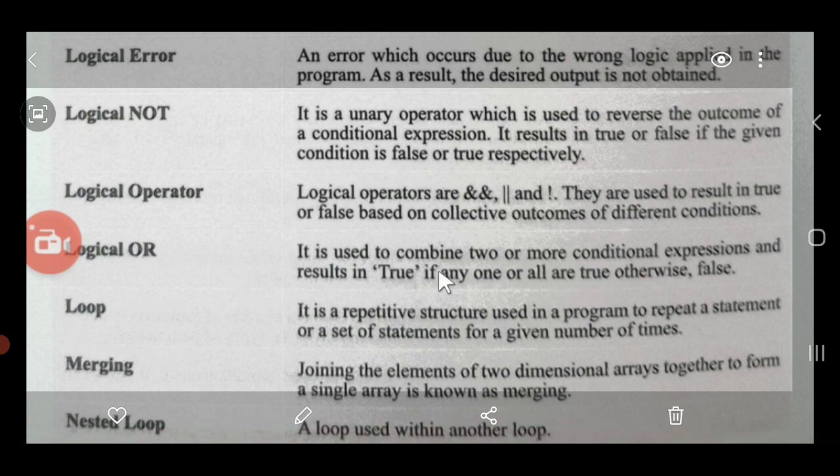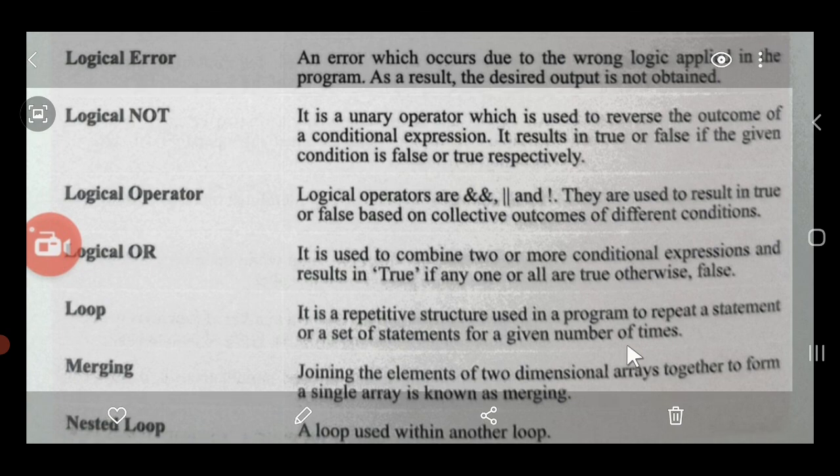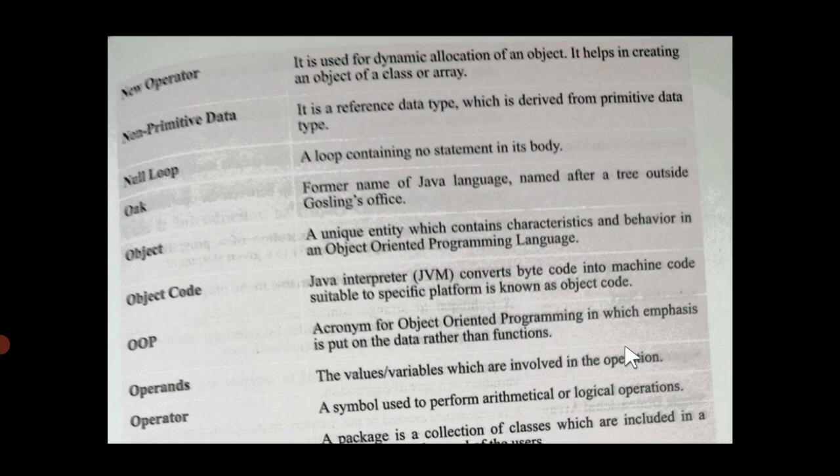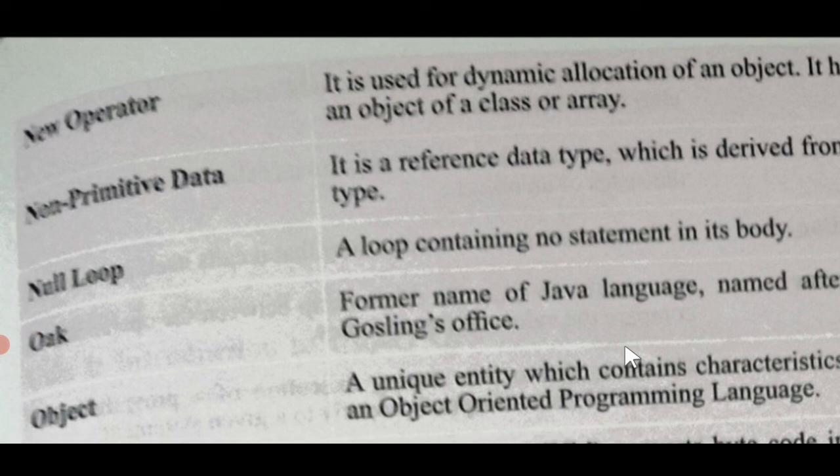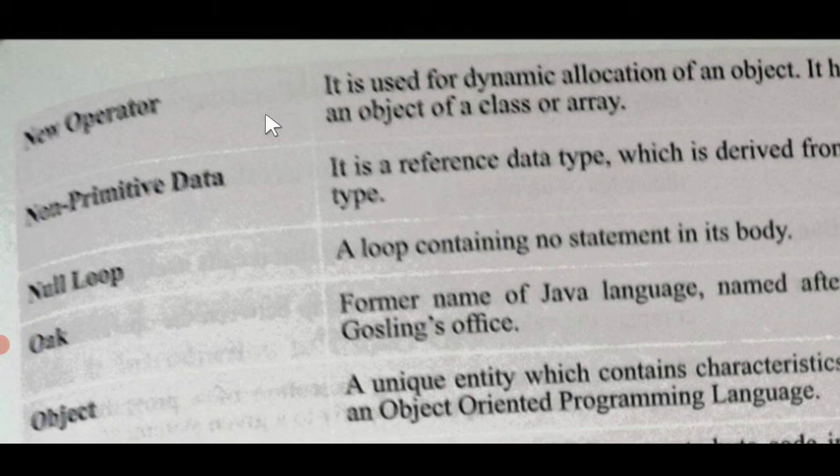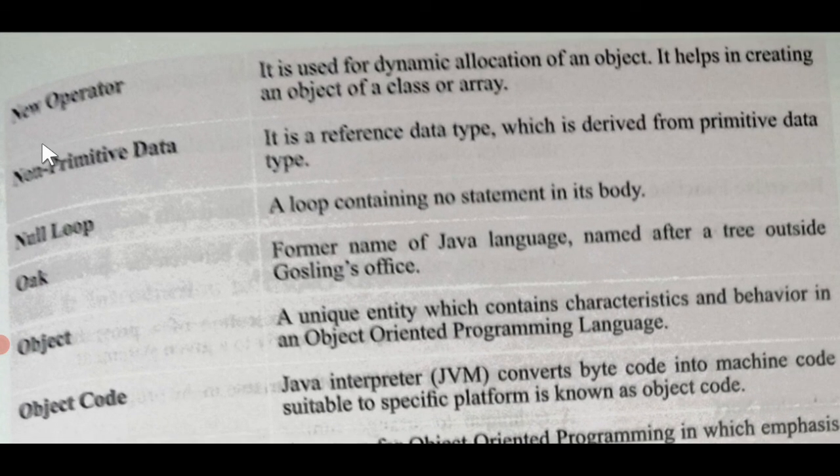After that, students, loop, it is a repetitive structure used in a program to repeat a statement or a set of statements for a given number of times. Merging is not in your course, so leave that. Nested loop, a loop within another loop is called nested loop. All right, I hope everybody is getting the clear idea. After that, students, new operator, please remember new will be written in small letters. It is used for dynamic memory allocation of an object. It helps in creating an object of a class or an array.